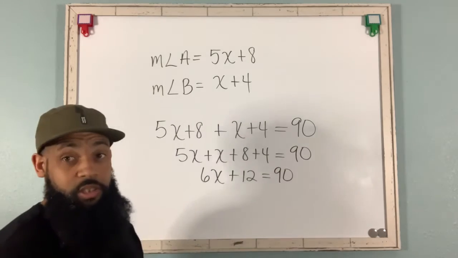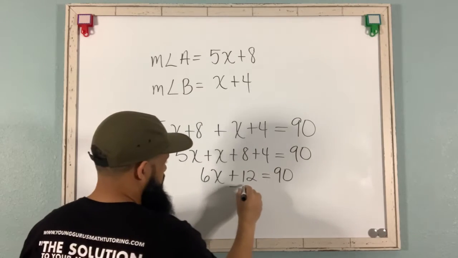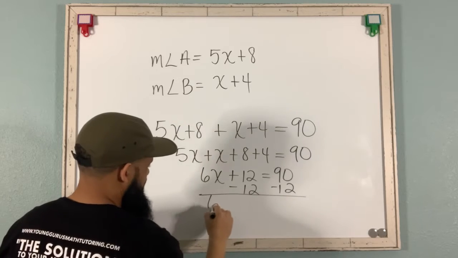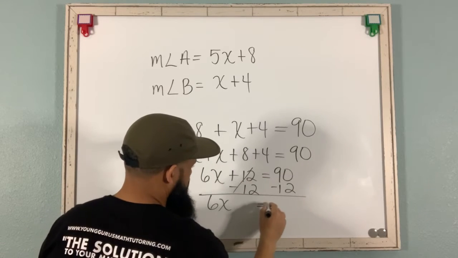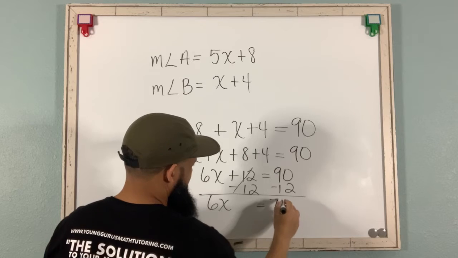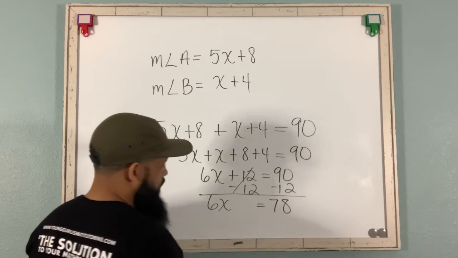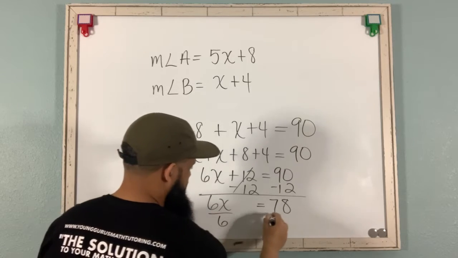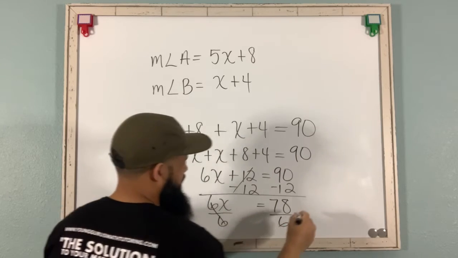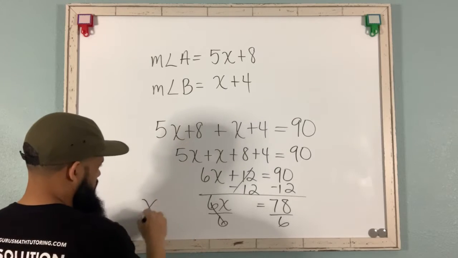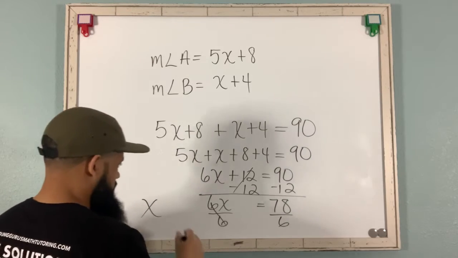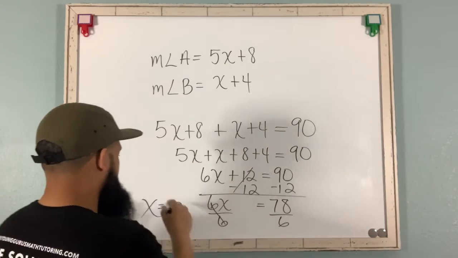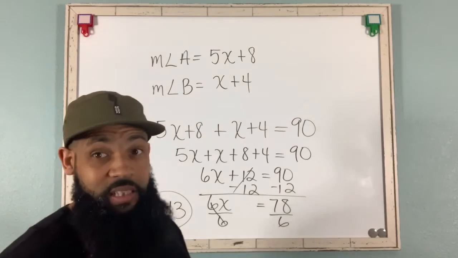Now our goal is just to solve for x. Two-step equation, minus 12, minus 12. So I get 6x, those cancel, equals 78. So then now, boom, I divide by 6, and I get x equals 13. 6 times 12 is 72, plus 6 is 78. So x equals 13, but that's not our solution.